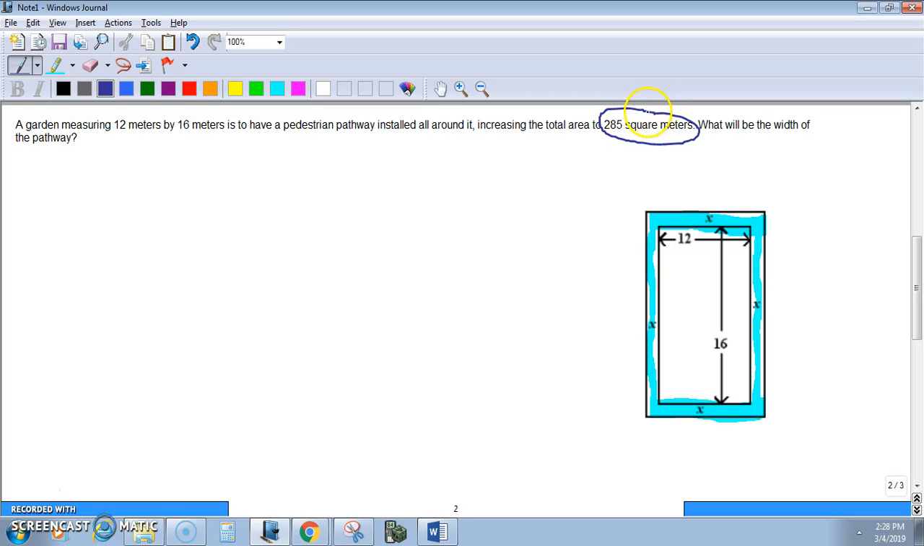But we know that it increases the total area to 285 square meters, and we're trying to figure out what the x is. So the first thing when you are taking a situation and trying to turn it into a table, a graph, and an equation is to draw a picture. When in doubt, draw it out. So that's what we did over here.